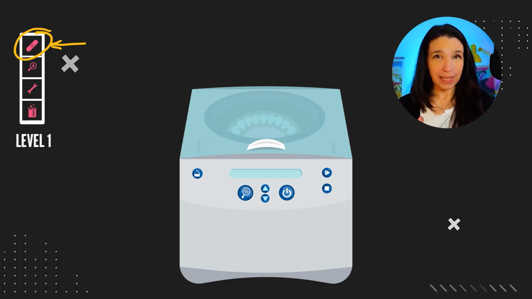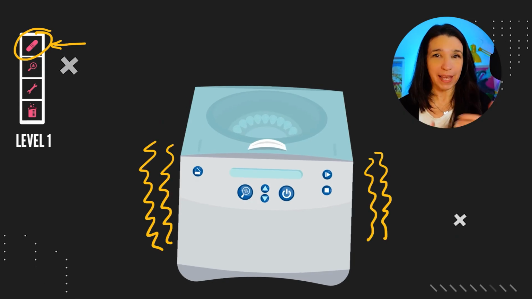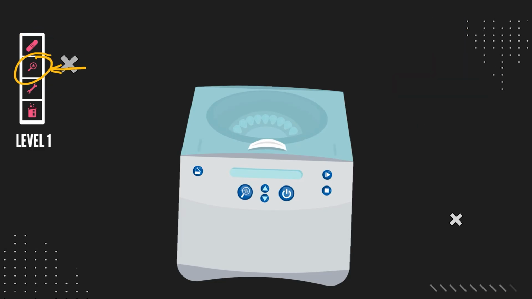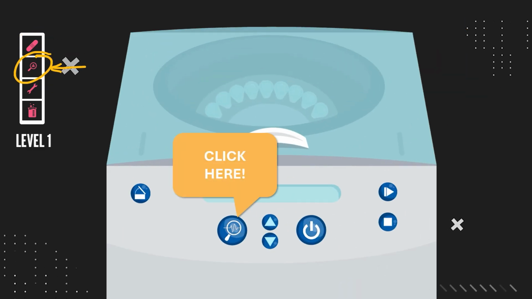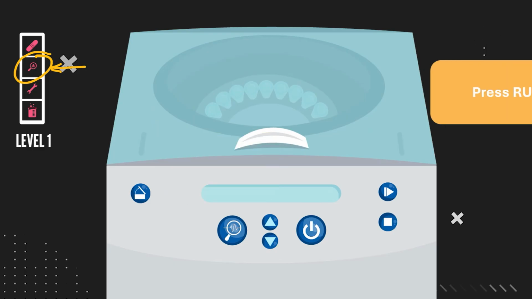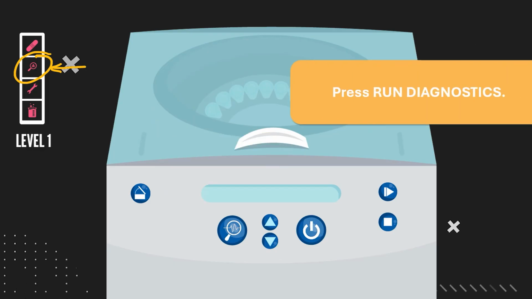So once they get them balanced, let's say that doesn't fix the problem and the machine keeps rumbling. So the next step is to run diagnostics. Again, I wouldn't say click here. I'd say something like press run diagnostics and let them find that button.